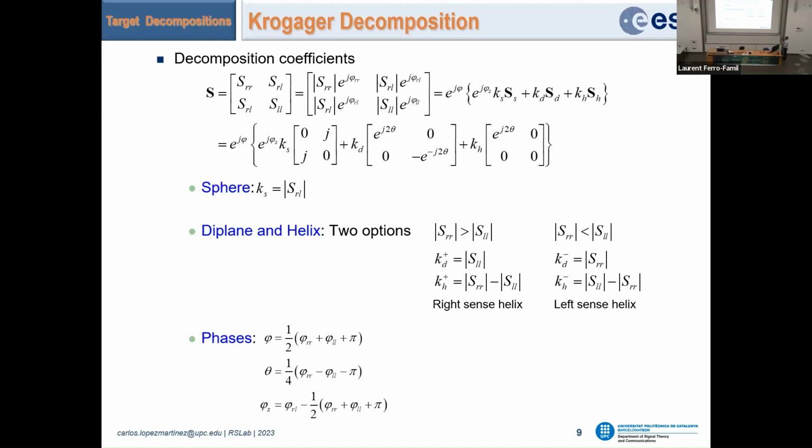So the sphere, the KS, is estimated directly with SRL, which in this case is not the HV reference, so the right circular, left circular reference. So you transform the scattering matrix from the horizontal-vertical reference to the right circular, left circular reference. In order to get the diplane and the helix, you have this option in here. So you can have a helix defined to the left or to the right. So you need to follow these equations to obtain the different parameters and the phases associated to them. So there is a proper algorithm to derive the K values and the phases associated to the decomposition.